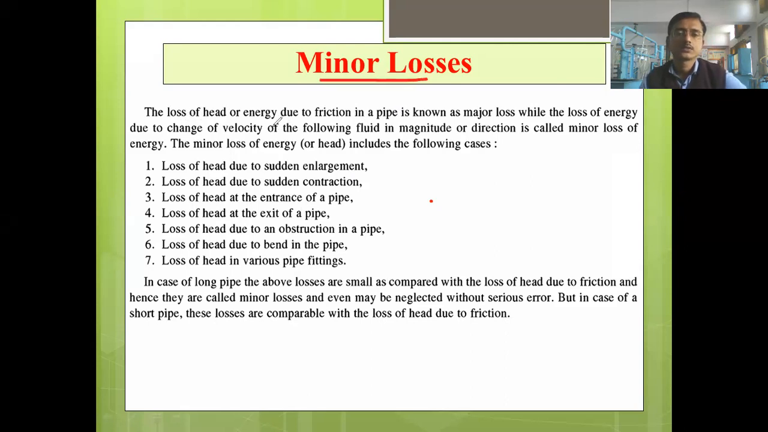Okay, the loss of head or energy due to the friction in the pipe is known as the major loss, while the loss of energy due to the change in the velocity of the flowing fluid in magnitude or direction is called as the minor losses. Velocity मध्ये जर बदल झाला either in magnitude मध्ये किंवा त्याच्या डायरेक्शन मध्ये, त्याच्यामुळे होणारा जो लॉस आहे that loss is called as the minor loss. Okay, minor loss of energy it includes the following cases. Minor loss जो आहे त्याच्यामध्ये following cases या ठिकाणी असतात.